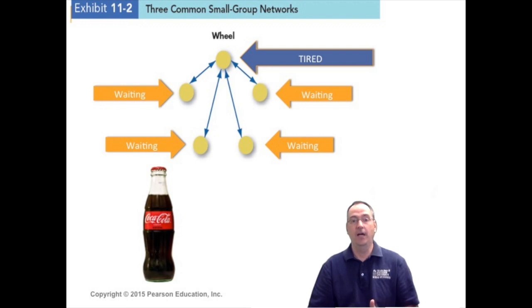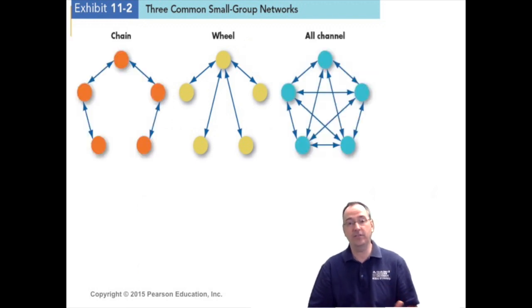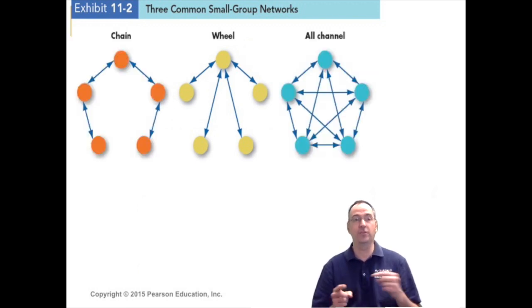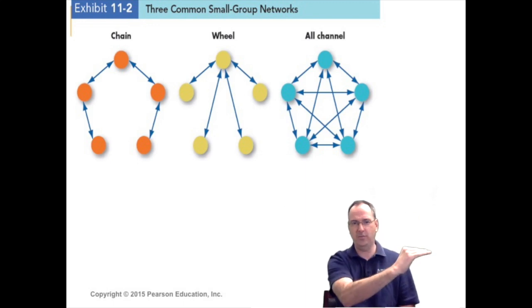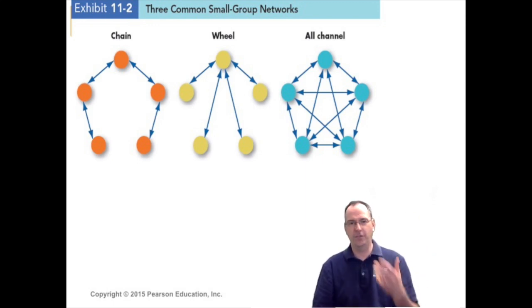Many times. Another way of dealing with this is an all-channel network where everybody can talk to everybody else. To the degree that the chain of command is not such that you have to go to your manager, to his manager, to talk to this manager who talks back down to another manager, to the degree that you don't have those impediments, everybody can communicate, and that facilitates group information and sharing of information.